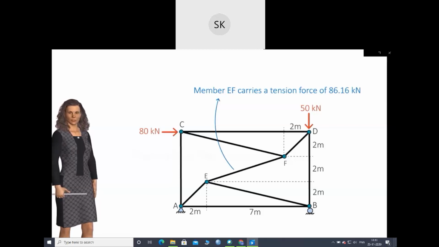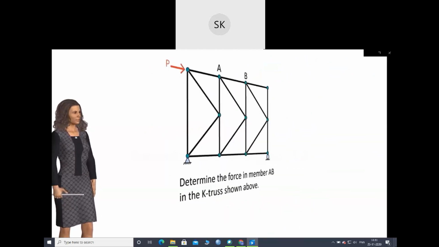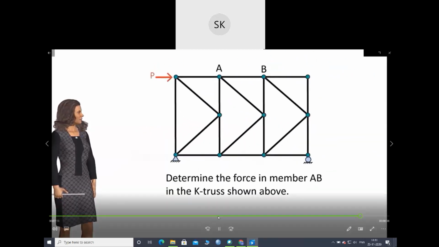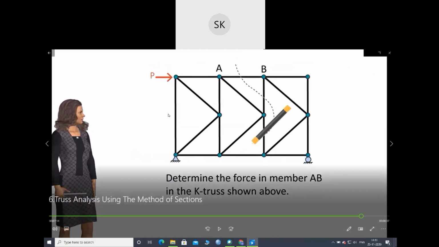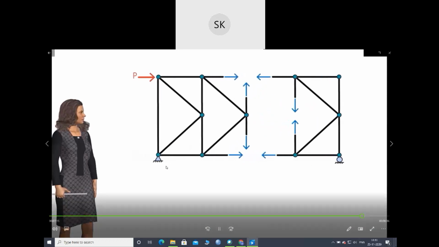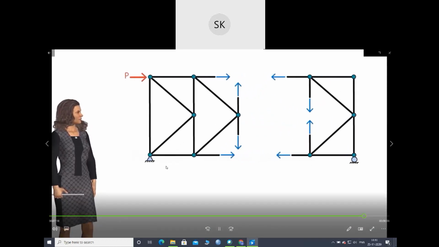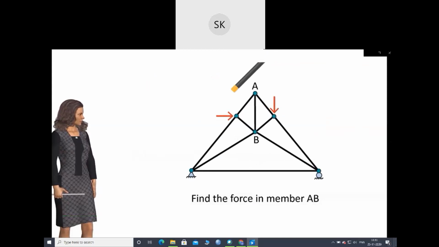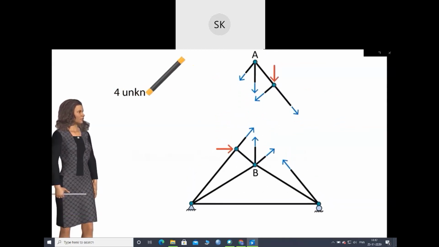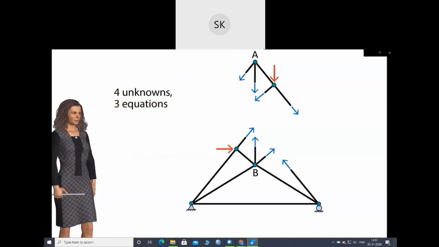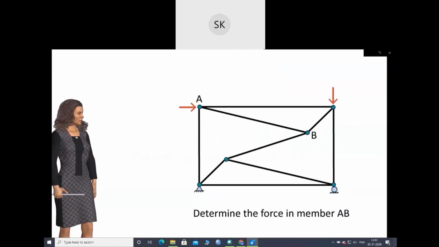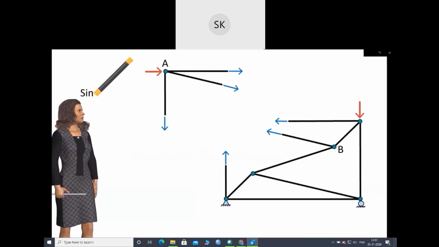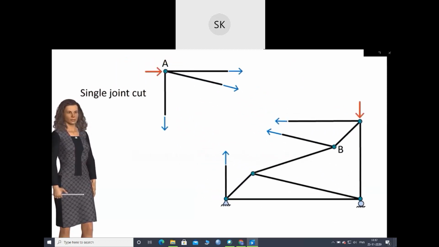However, there are a few cases that you need to be aware of when dealing with this method. Case 1. How to cut a K-truss for calculating a member force. So these are limitations of the method of sections, you can say. Case 2. What if the number of unknowns is more than the number of equations? Case 3. When using the method of sections, can we cut away a single joint? These cases are discussed in the supplementary material for this lecture.